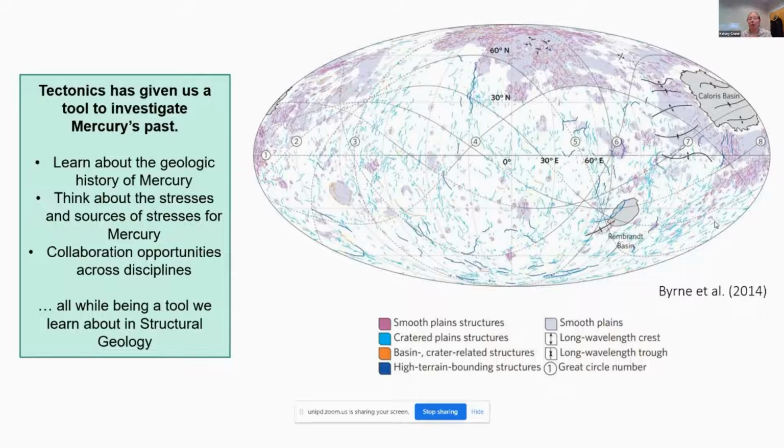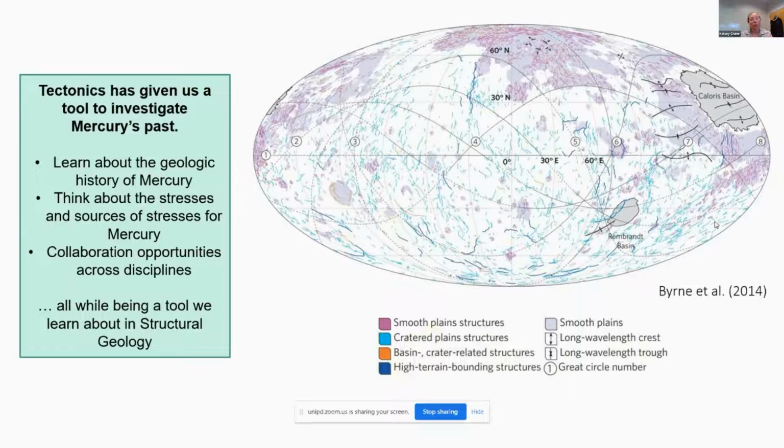You can have stresses from impact cratering, from changes in orbit, from changes in spin. All of those processes will build stress in the crust. And eventually, if the stress is of sufficient magnitude to exceed the strength of the rock, you will get faults out of that. And also, they give you a really great opportunity for collaboration.